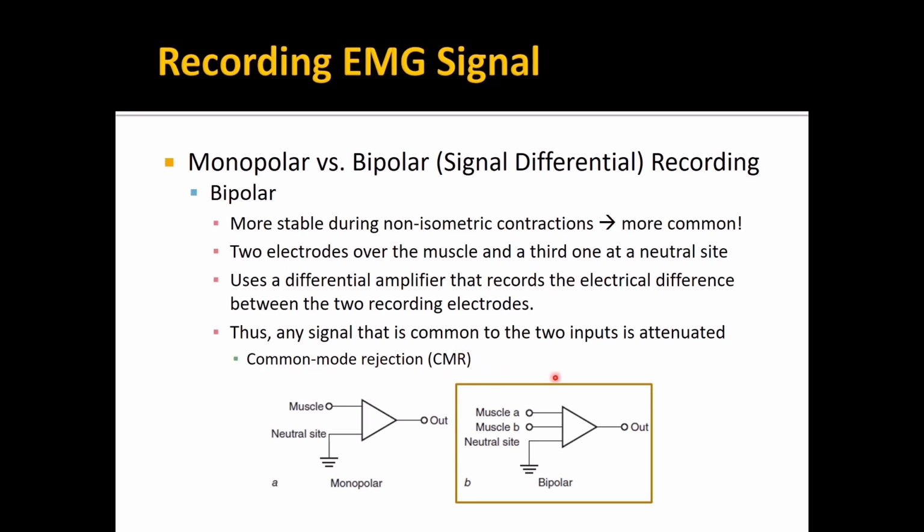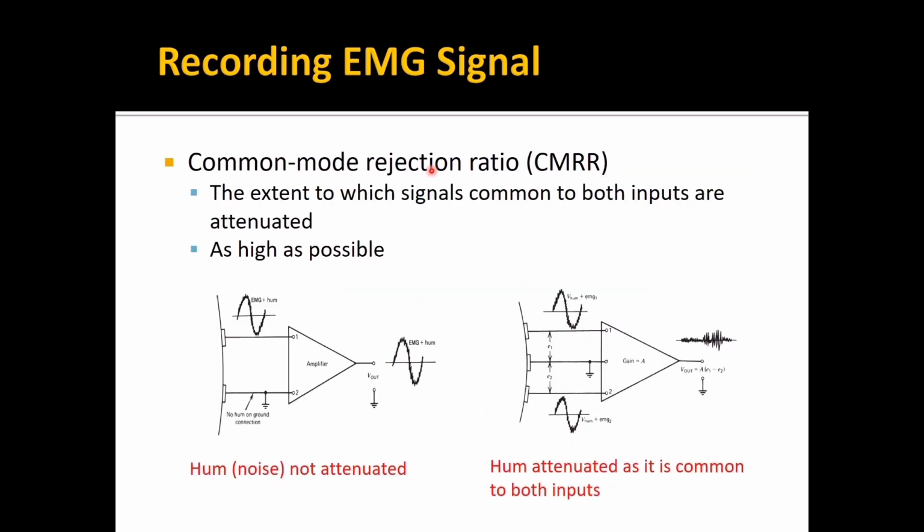So in this example of bipolar recording, we have two electrodes placed over the muscle, and then the third one is placed at the neutral site, or the ground. Let's talk a little bit more about the common mode rejection ratio, which is defined as the extent to which signals common to both inputs are attenuated. So this ratio should be as high as possible.